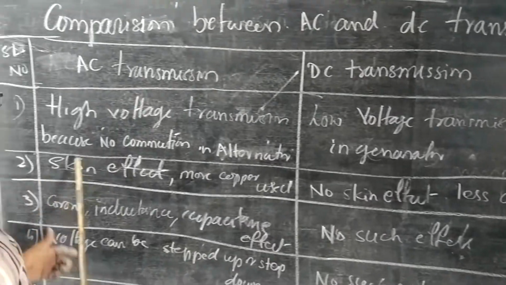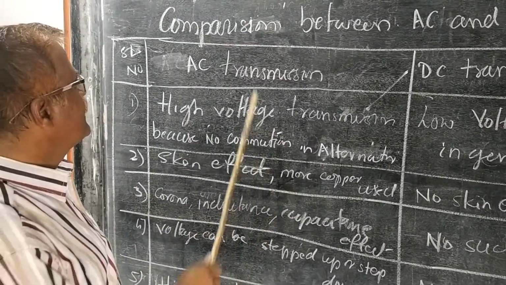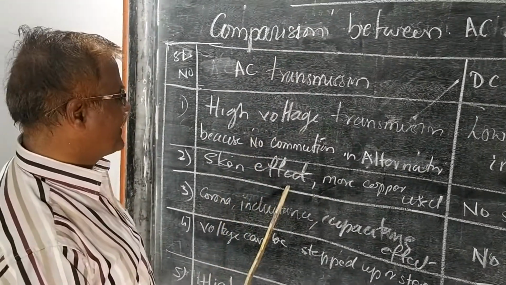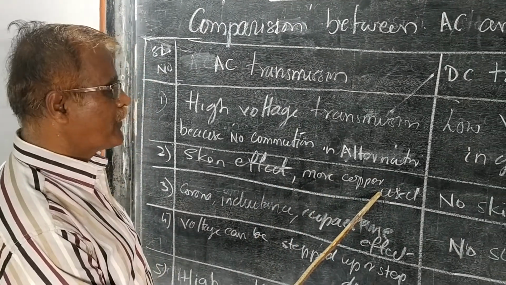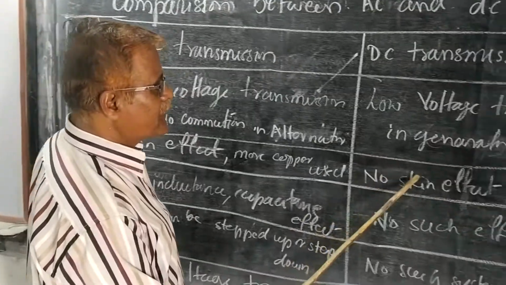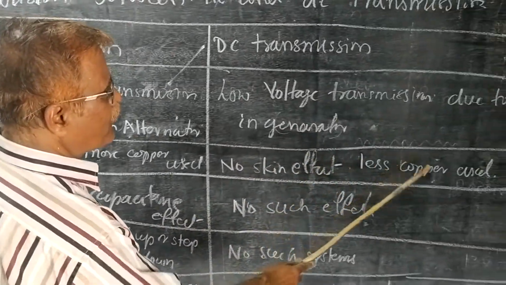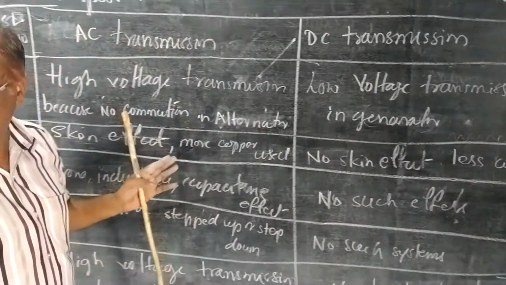Next, the skin effect is in AC transmission. Due to this skin effect, more copper is used. But in DC there is no skin effect, so less copper wire is used. So then, what is this skin effect?